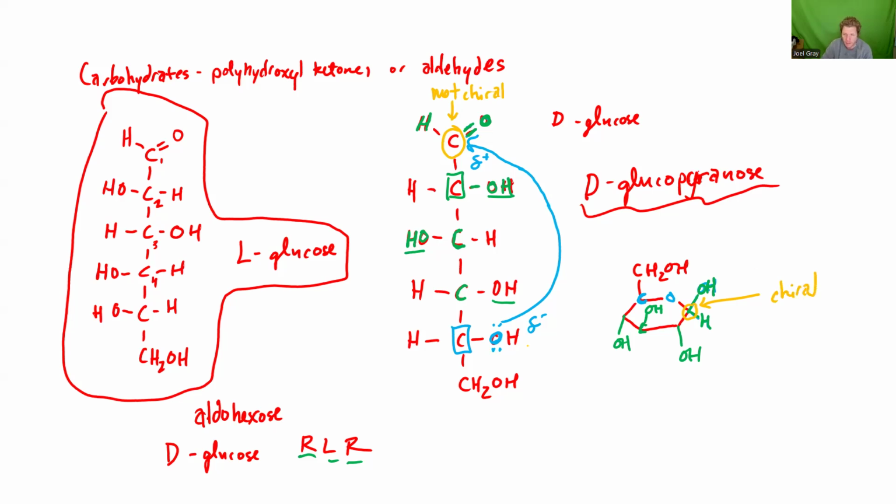So when we look at a linear form of glucose versus a cyclic form of glucose, our linear form of glucose has four chiral carbons: two, three, four, five. Okay, so it's got four chiral carbons. When we cyclize it, we get five chiral carbons. Carbon number one becomes chiral. I'm going to say it's newly chiral, and the significance of that is this gives us the opportunity to look at two different variations of a sugar.